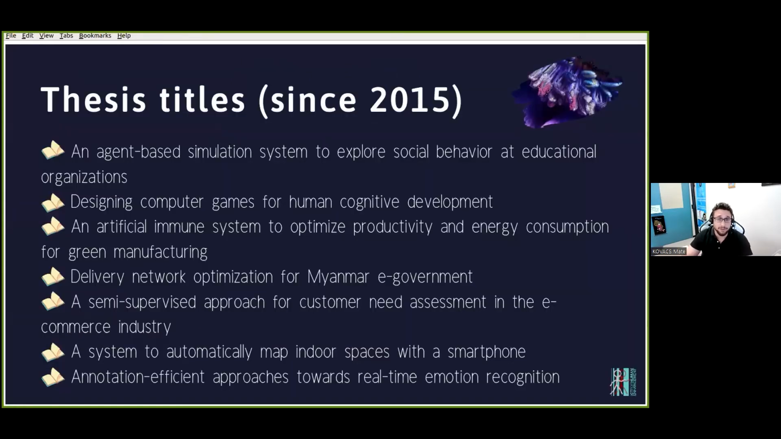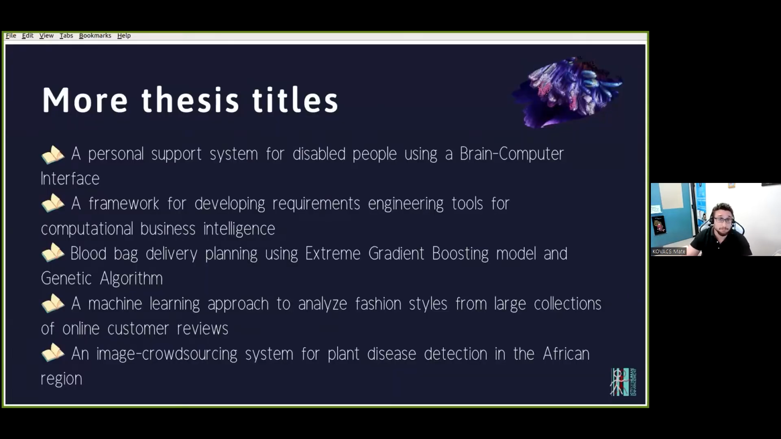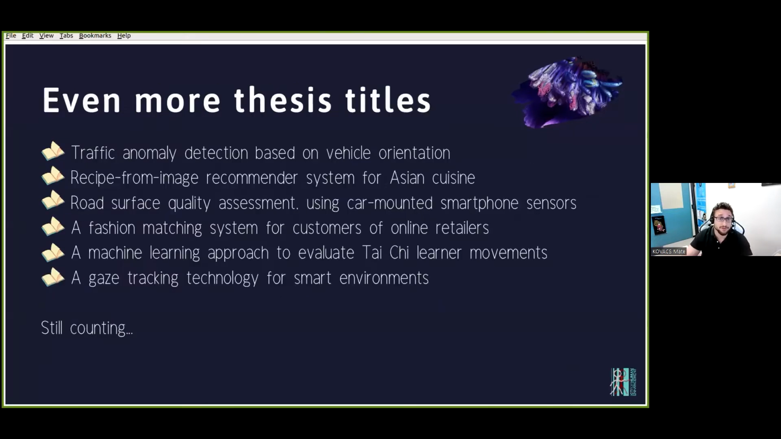At the eSociety laboratory, we deal with social network analysis and its applications, statistical simulation and modeling, natural language processing, machine learning, and other big data-oriented data science projects. Here are just a few examples of the thesis titles from the undergraduate, master's, and doctorate students. For example, an artificial immune system to optimize energy consumption for green manufacturing, or blood bag delivery planning using genetic algorithms, or road surface quality assessment, and the list goes on.